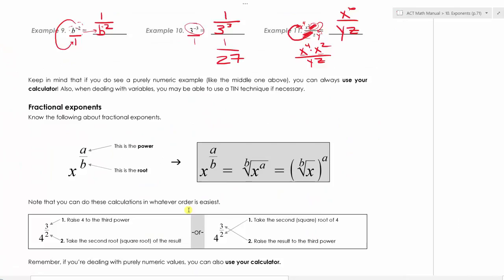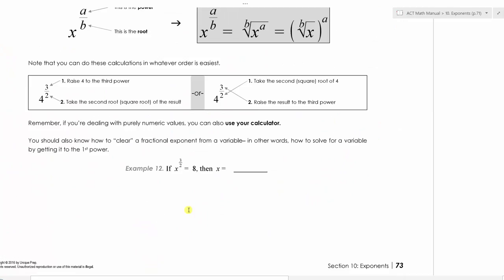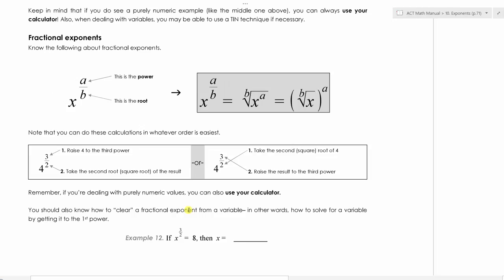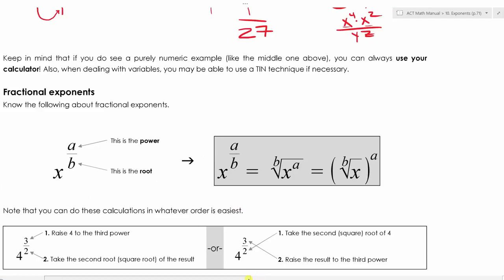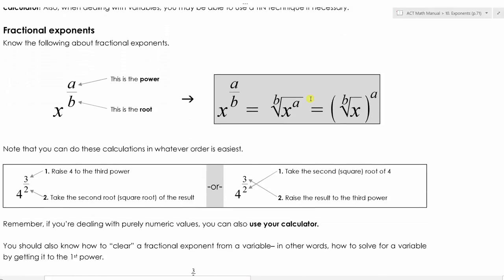Now we have some stuff on fractional exponents. In terms of fractional exponents, again, a lot of this is just going to be memorization. You need to understand that when you have a fractional exponent, the number in the numerator of the fractional exponent is your power. It's what you are raising the base to. And the number in the denominator is your root. It is the root that you are taking of the base.